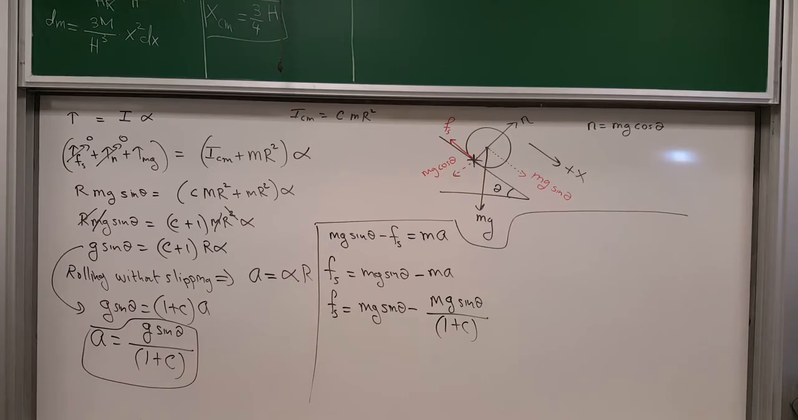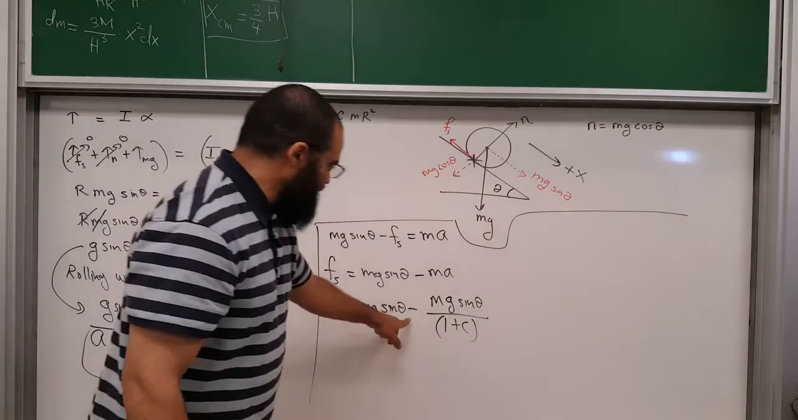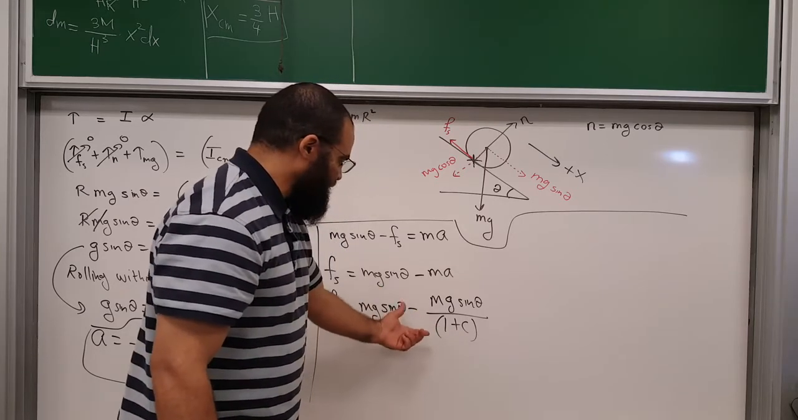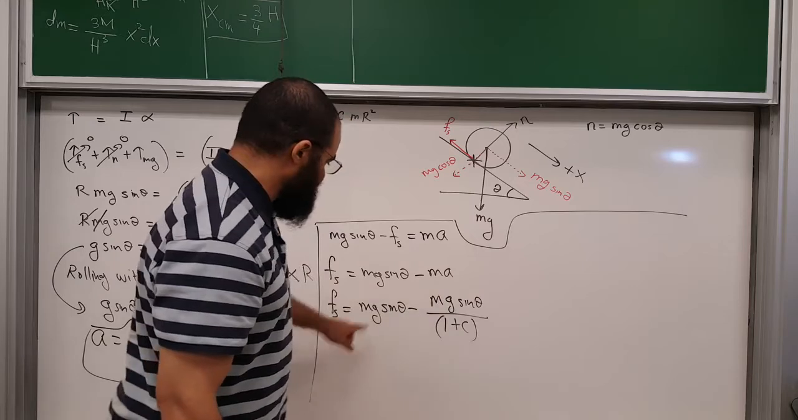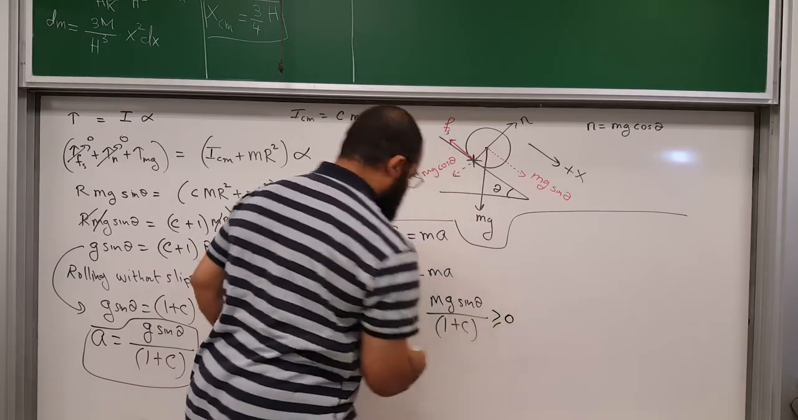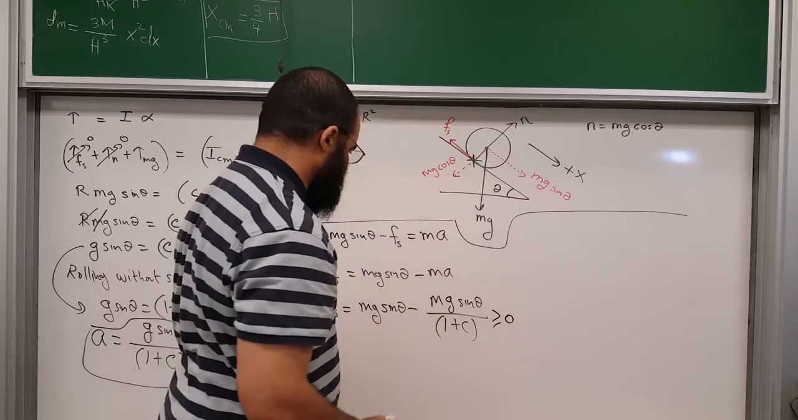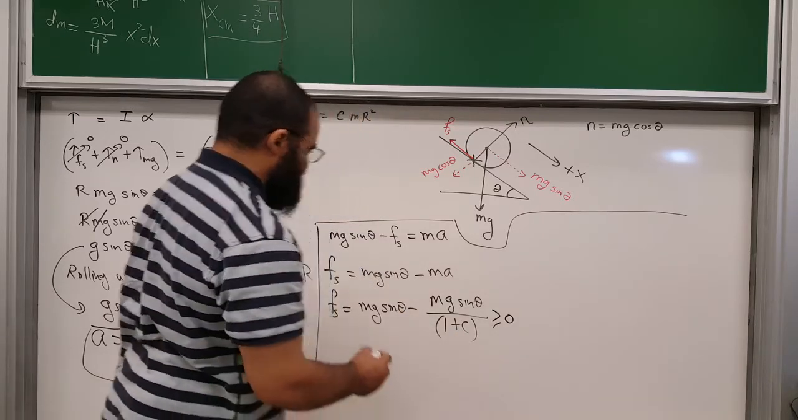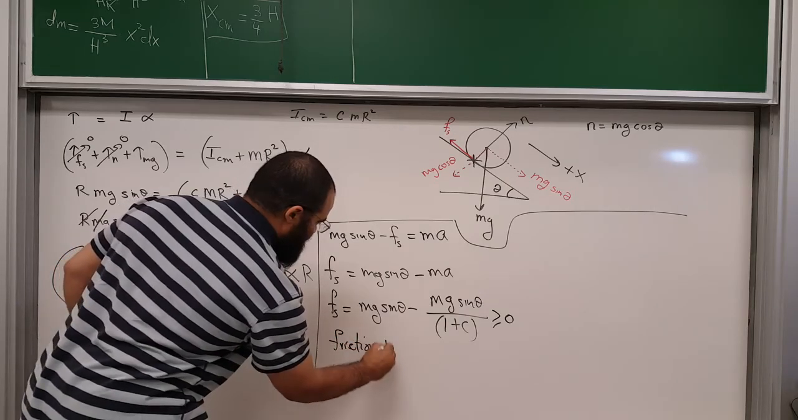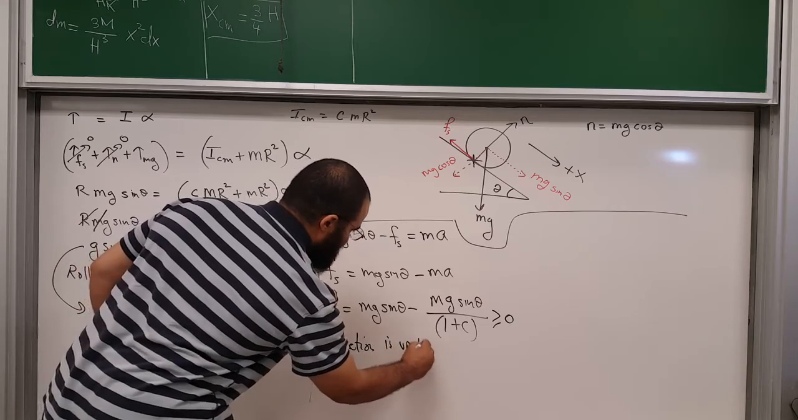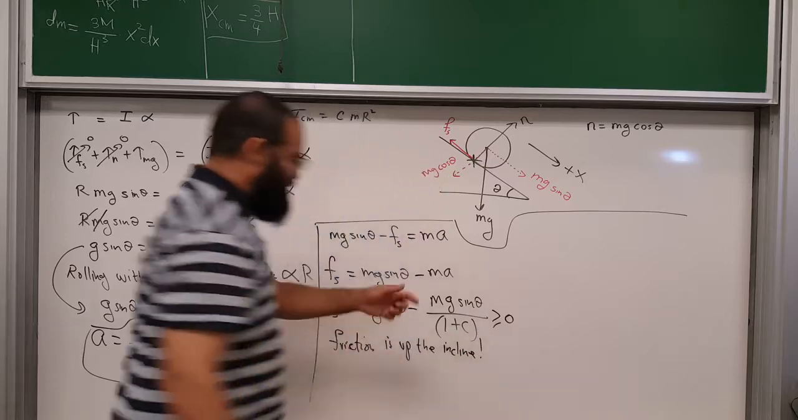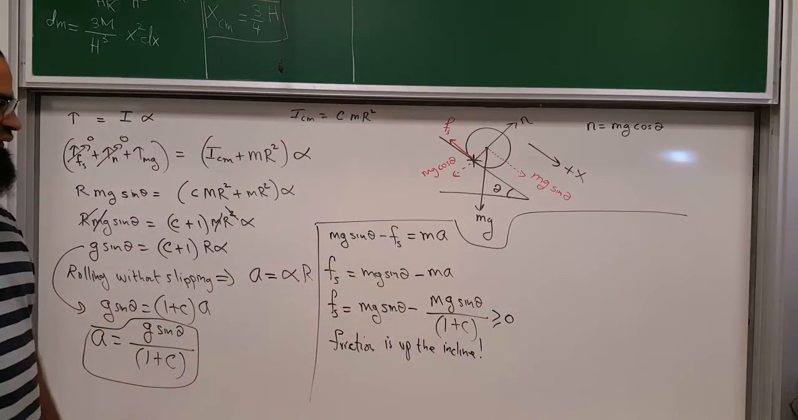The answer is yes, it is. Because you have mg sine theta minus mg sine theta divided by a number that's larger than 1. So this part is greater than this part. So this is greater or equal to 0. And therefore, it's only 0 when c is equal to 0 for point masses. That means friction is up the incline. So now we have proven it, all right? It is up the incline, definitively.